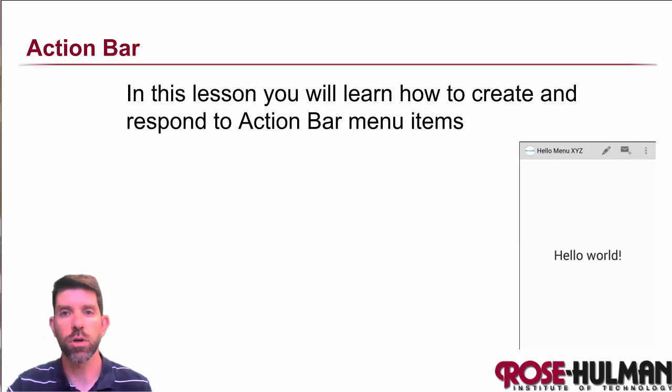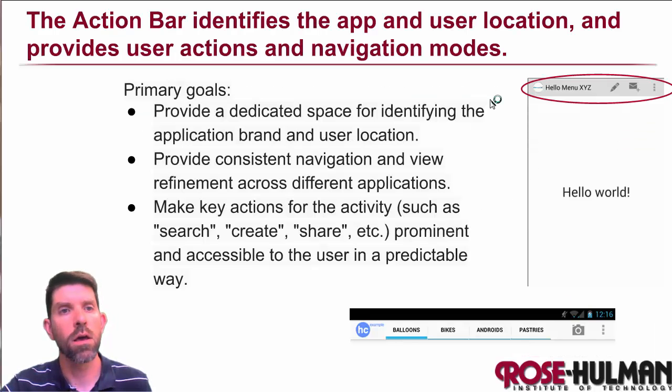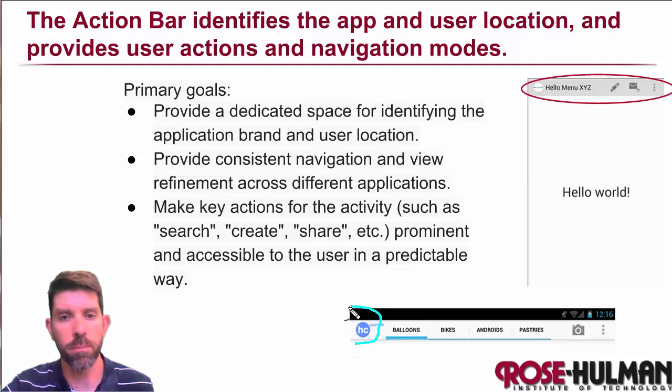In this lesson, we're going to learn how to create and respond to our action bar menu items right here. So what does the action bar do? The first thing is that it identifies the app. Any app user is going to have their icon, whatever it is. It's going to show up right here.